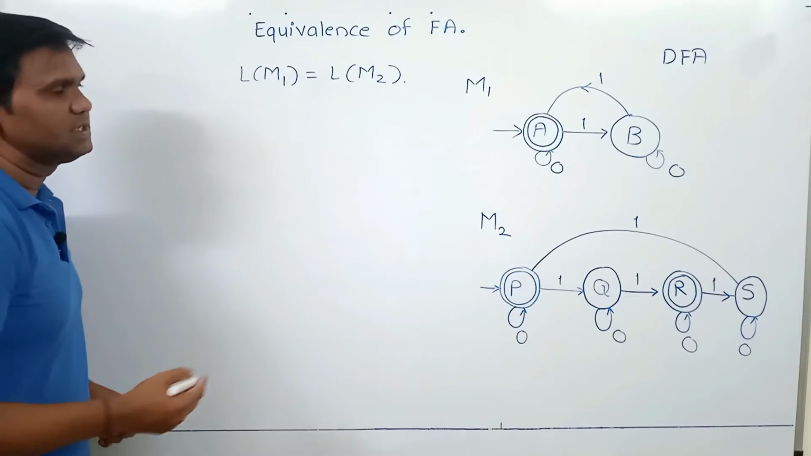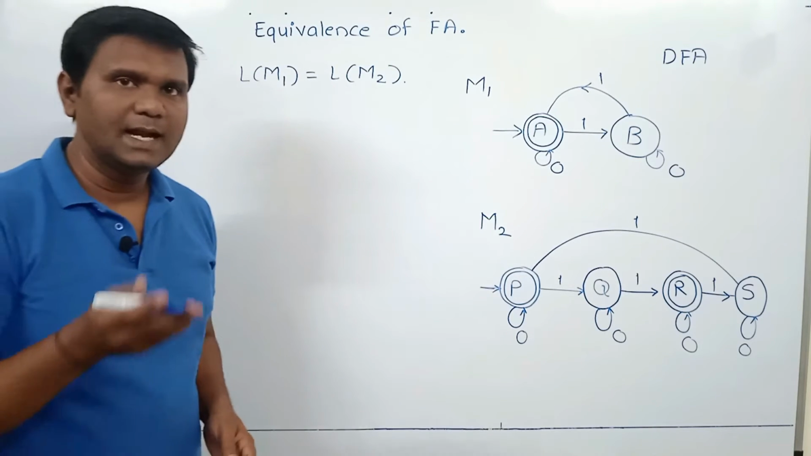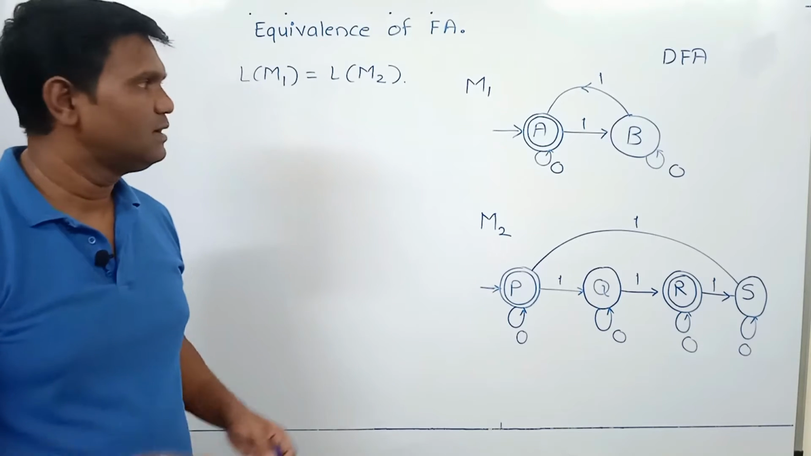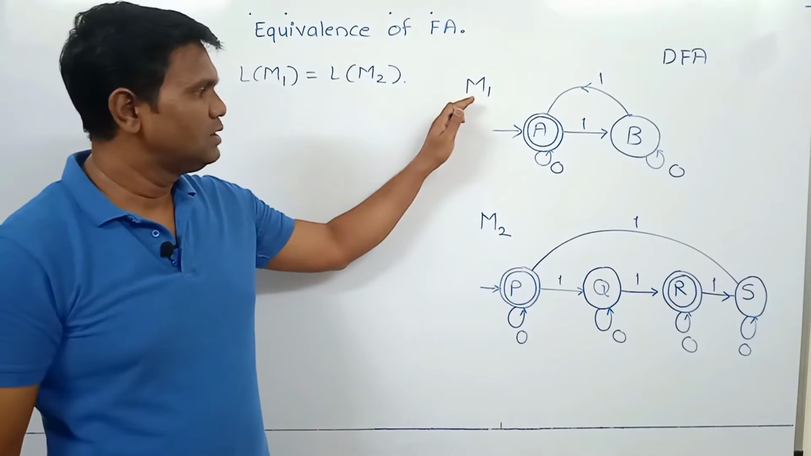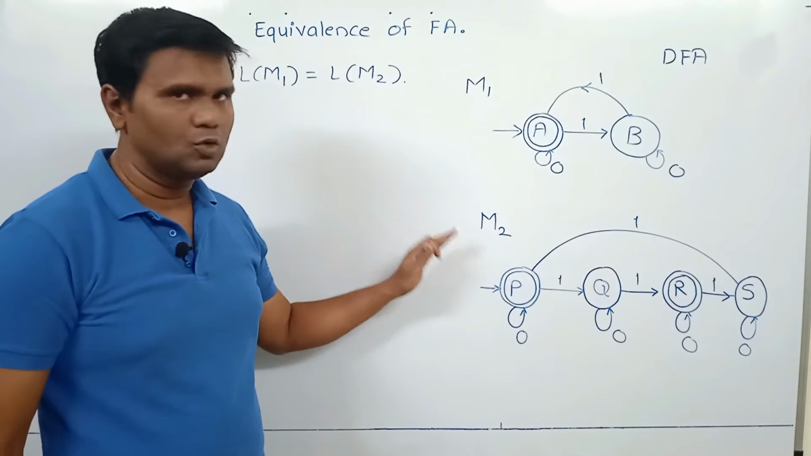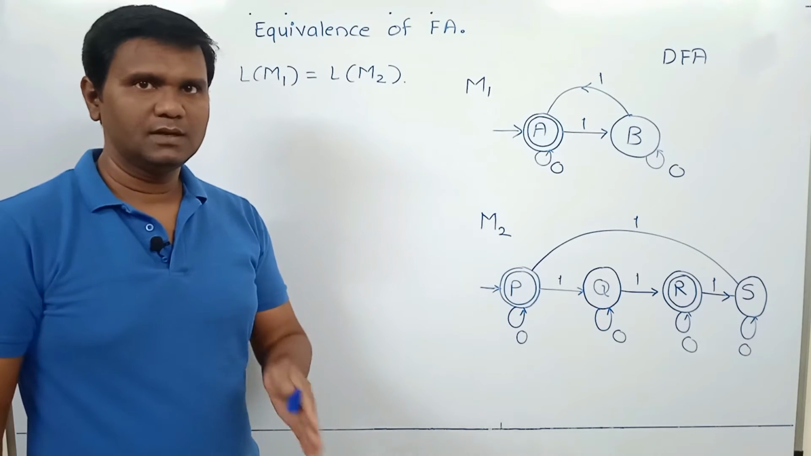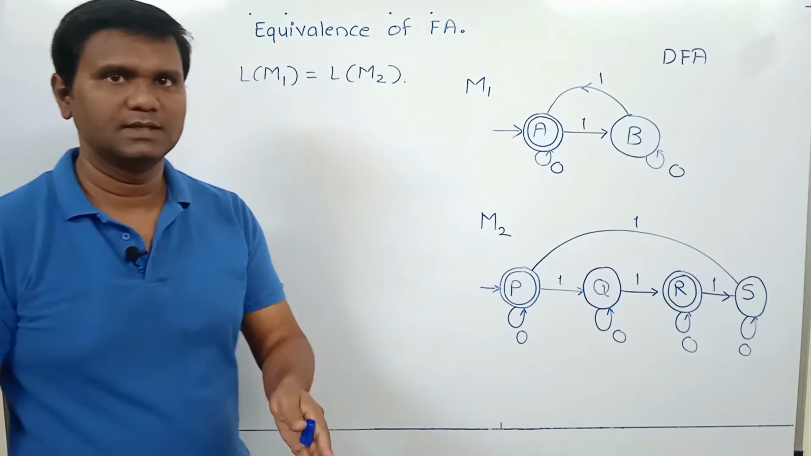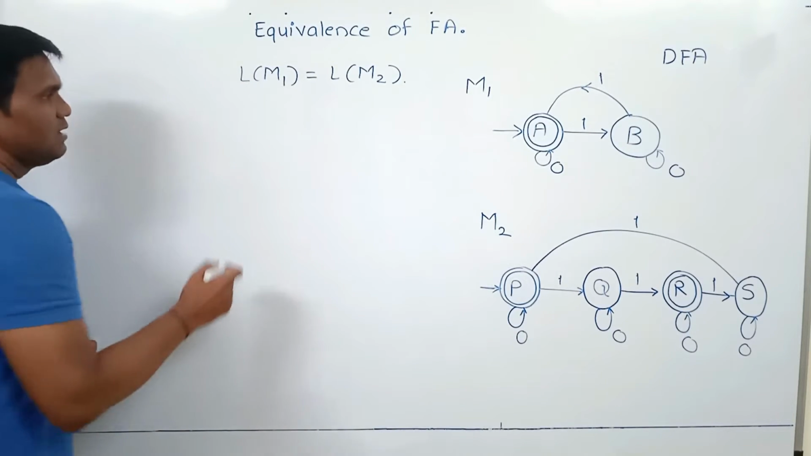Now in this procedure, we build a table. In that table, each entry will be a pair of states. In that pair, one state will be from M1, another state will be from M2, and for each pair, both should be final states or both should be non-final states. So we'll start building the table.